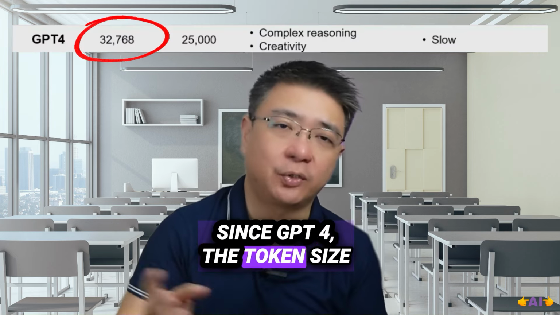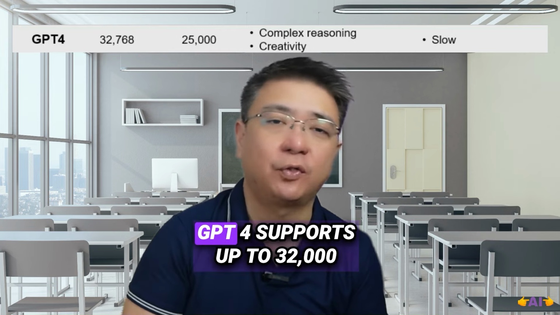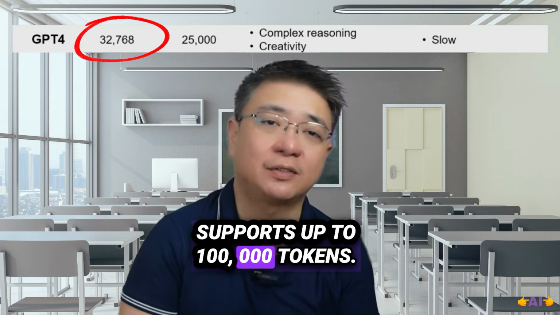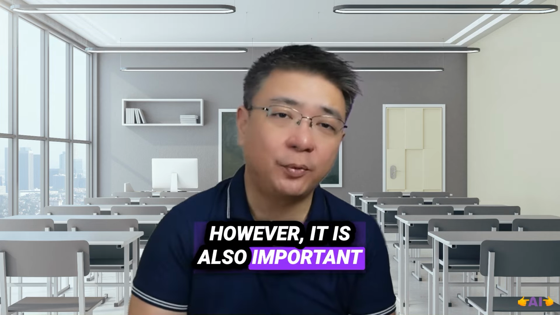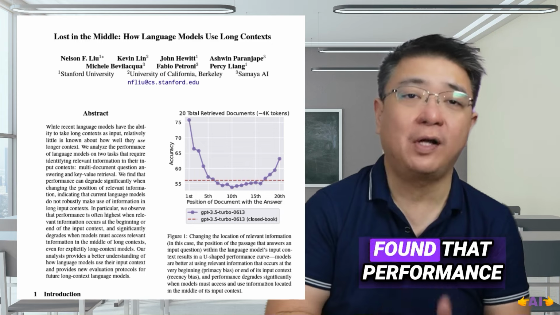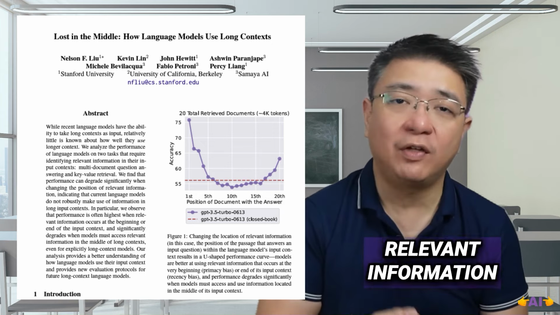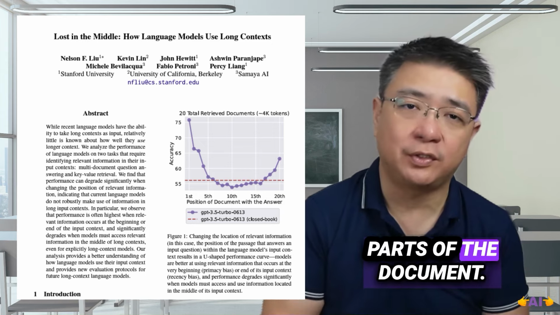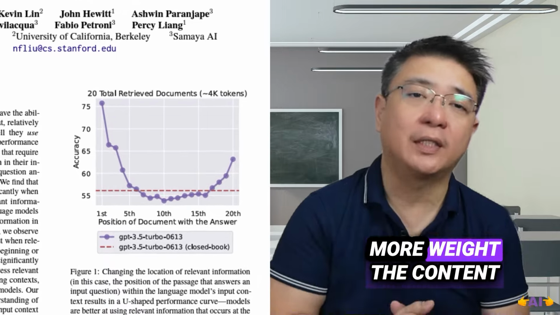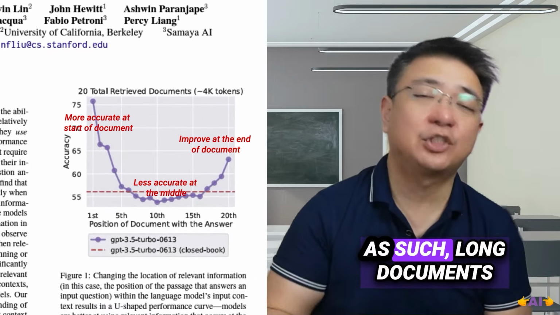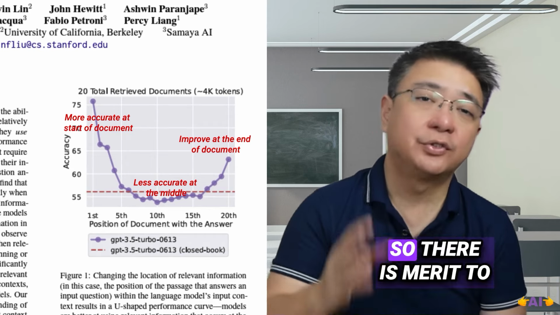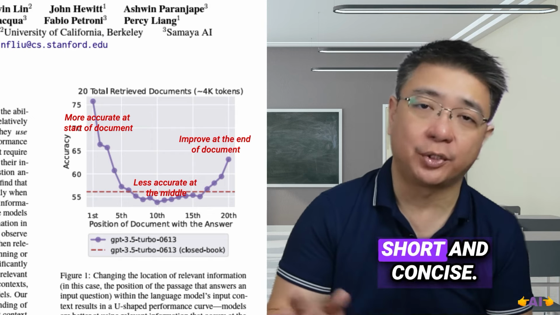Since GPT-4, the token size has already been increased. GPT-4 supports up to 32,000 tokens and Claude 2 supports up to 100,000 tokens. However, it is also important to note that LLMs are prone to losing information in the middle. A study from Stanford found that performance changes when relevant information is moved into different parts of the document. That is, the beginning and the end of the text are given more weight than the content in the middle. As such, long documents may not perform as well as shorter, more relevant documents. So there is merit to keeping your context short and concise.